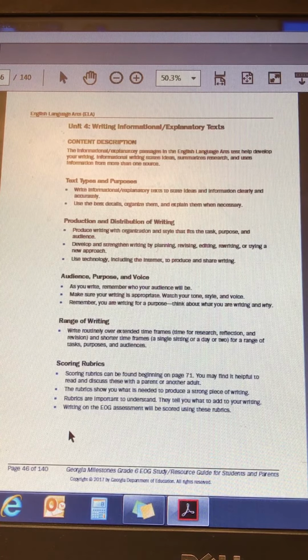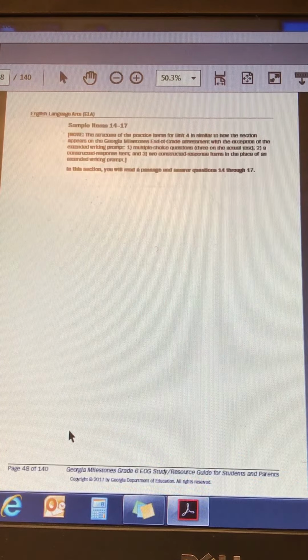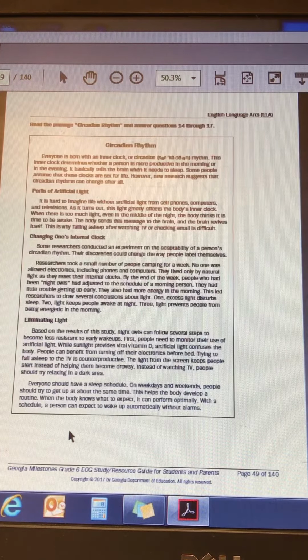Okay, now Unit 4. This is where we go into writing informational or explanatory text. That starts on page 46 right here. And again, 46 gives you valuable hints and tips about doing well in this section. And then page 47 gives the key terms. Again, I suggest the kids study those. And then the sample items start here on page 49.